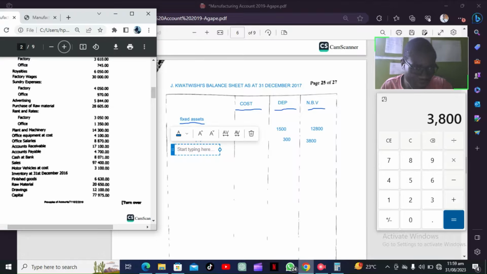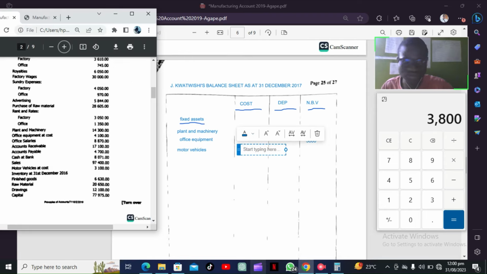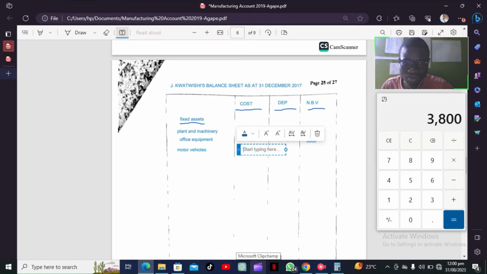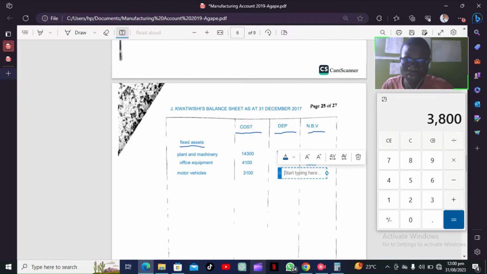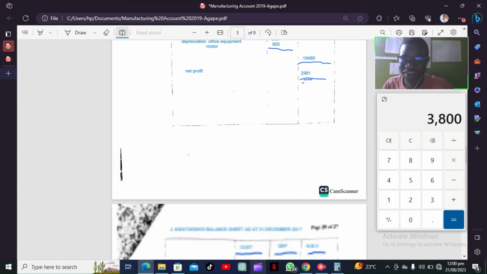We had about 3 fixed assets. So the other fixed asset which we have here is motor vehicles. So we're going to enter our motor vehicles there. Then how much was it at cost? So at cost, the motor vehicle was worth 3,100. So we're going to enter 3,100. Then what was the depreciation for the motor vehicle? So the motor vehicle was 600.